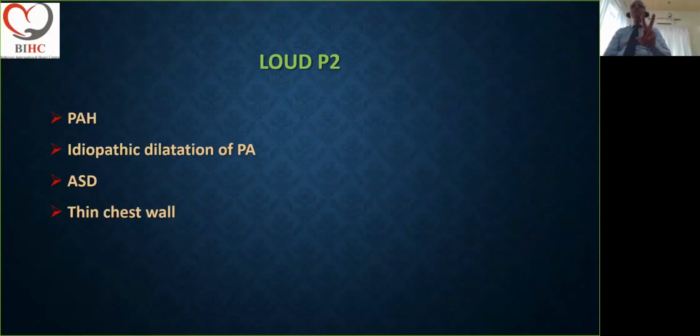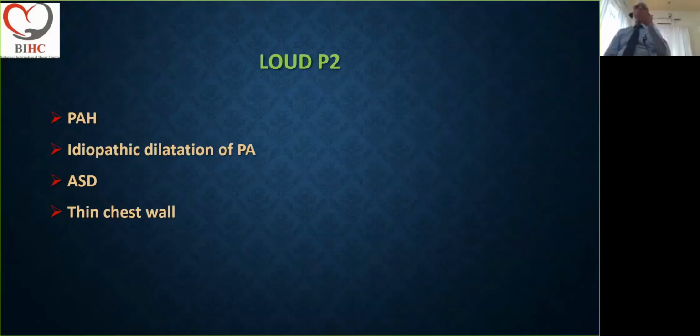In the second sound, you assess the split, and once you have assessed the split, you move on and comment on the intensity of A2 and P2. The commonest cause for a loud P2 is pulmonary hypertension. But with normal PA pressures, the P2 can be loud if the pulmonary artery is dilated. This happens in ASD. You have a large pulmonary artery.